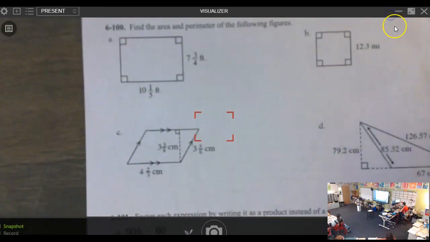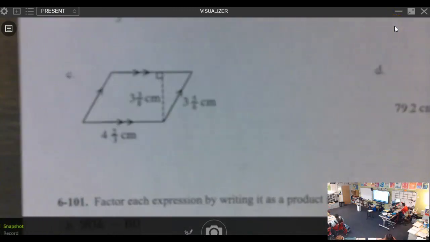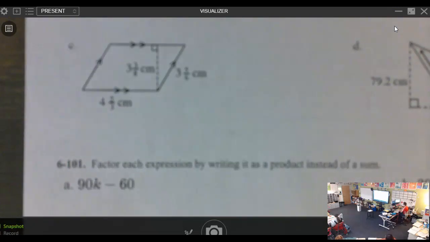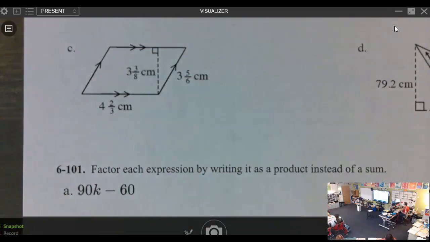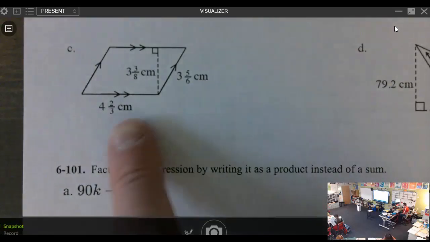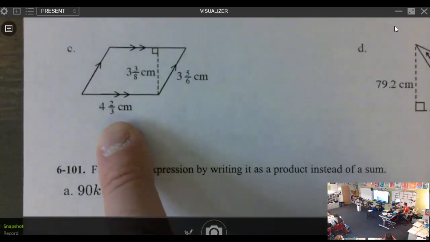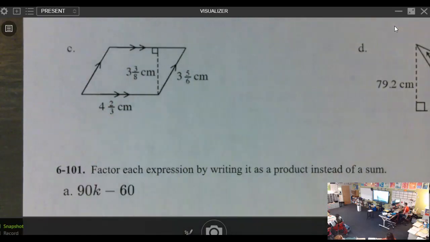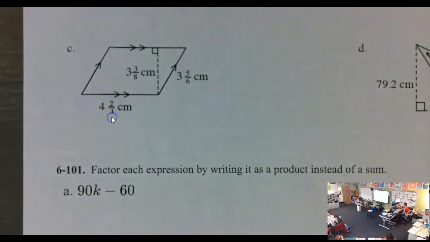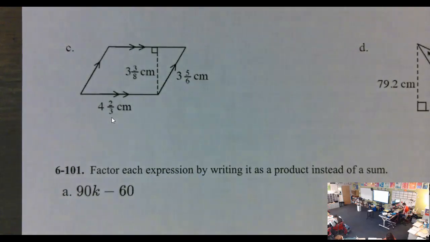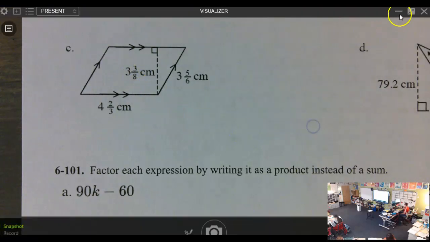So in 100C, what kind of shape is this? Should be our first question. It's a parallelogram, right? These arrows indicate parallel lines. So for perimeter, I've got the bottom will be the same as the top of 4 2/3. So I've got 4 2/3 twice. So then the left and right sides will be the same, 3 5/6 twice. We do not use the 3 3/8 for perimeter. We do not use that for perimeter.